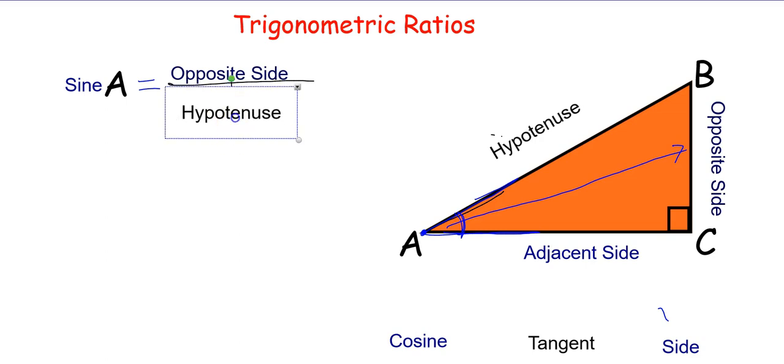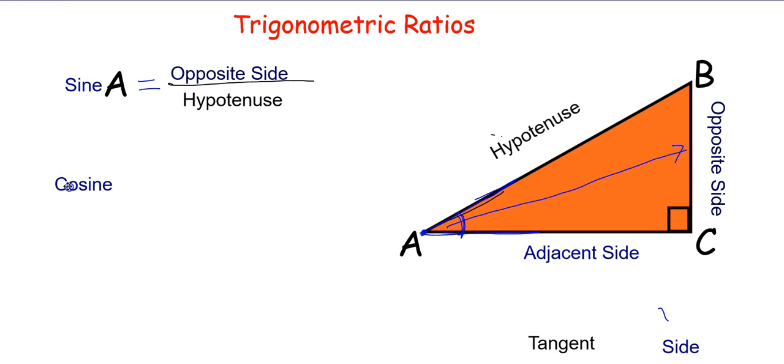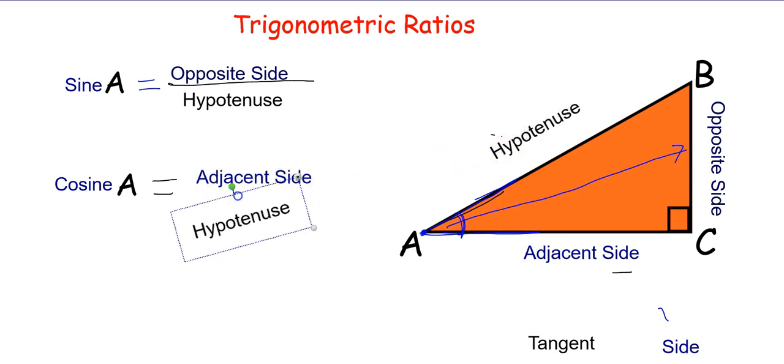Now the second ratio is cosine. Cosine of that angle A is the adjacent side over the hypotenuse. So I'll write adjacent side over hypotenuse.